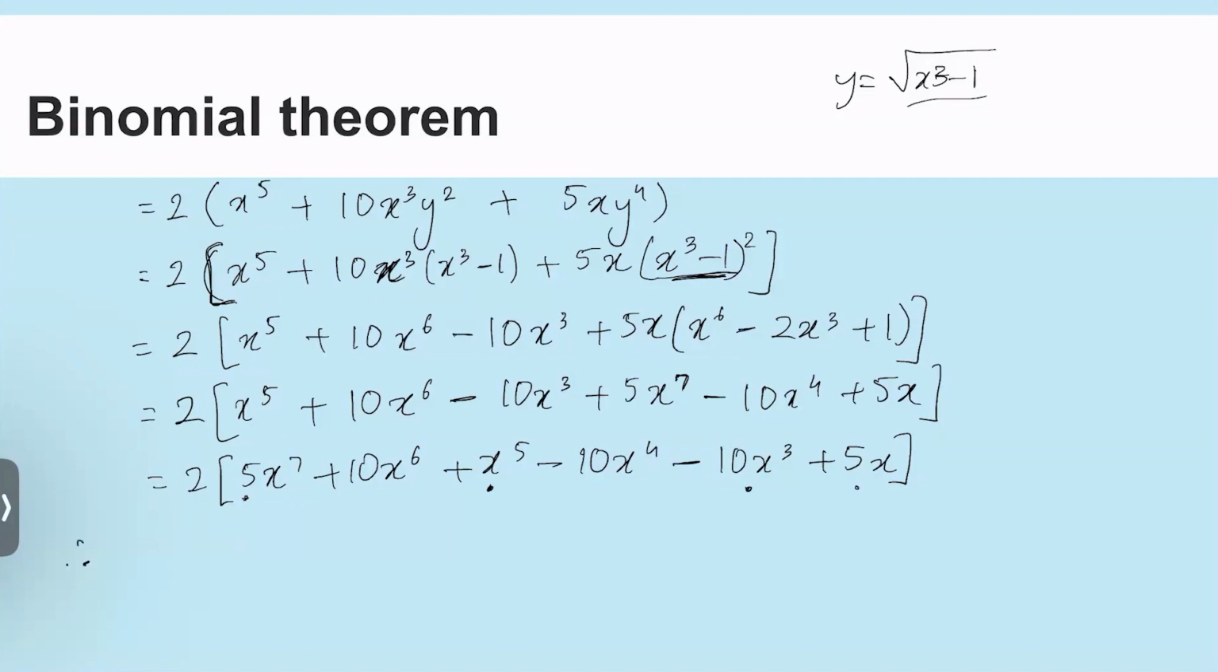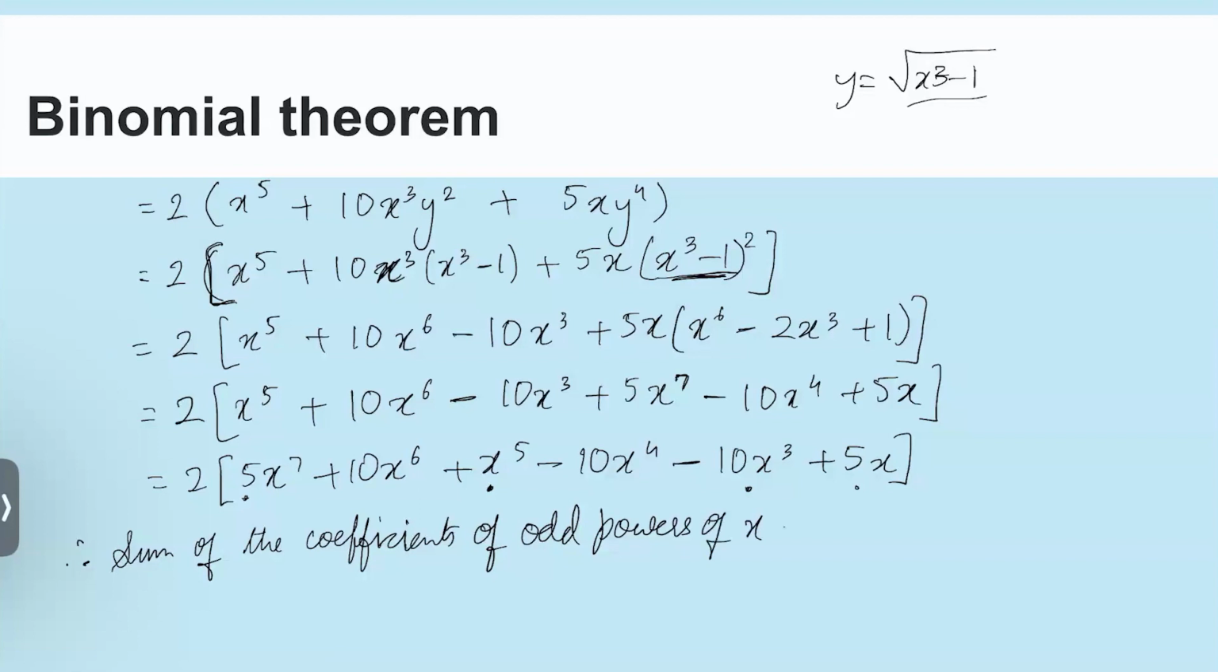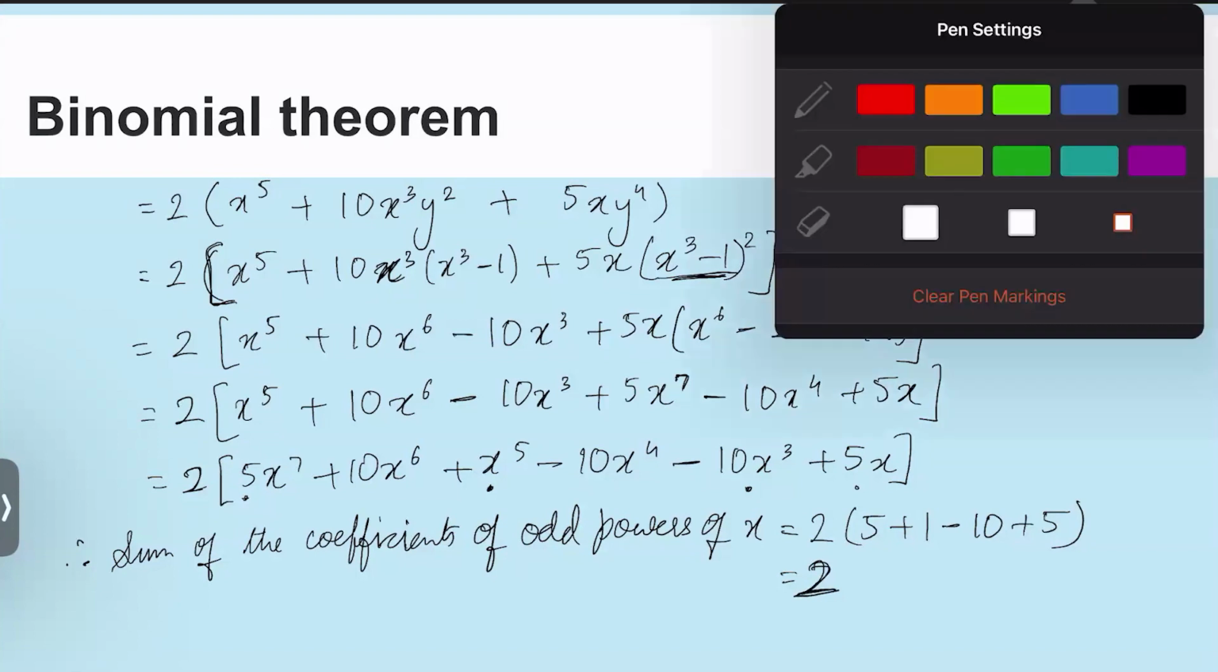So therefore, the sum of the coefficients of odd powers of x is equal to, so we also have a 2 outside, okay, a common 2. So you write 2, and then you write 5 plus 1 minus 10 plus 5. Okay, so what you are left with is, if you can see, 5 plus 5 is going to be 10. So 10 and minus 10 will get cancelled. And what you're remaining with is 2. Okay, so this is your answer.